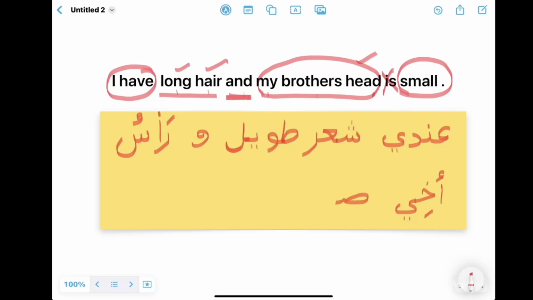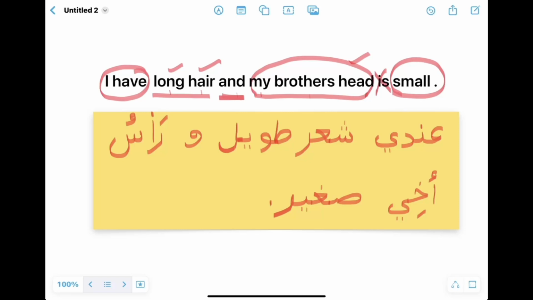Sad, small shape, sad. And then gha, small shape of ghain. And then ya, small shape of ya. And ra is the last letter, so let's write the complete shape. Ra. Saghir. That's it. Come on, read. Indi. شعر طويل ورأس أخي صغير.